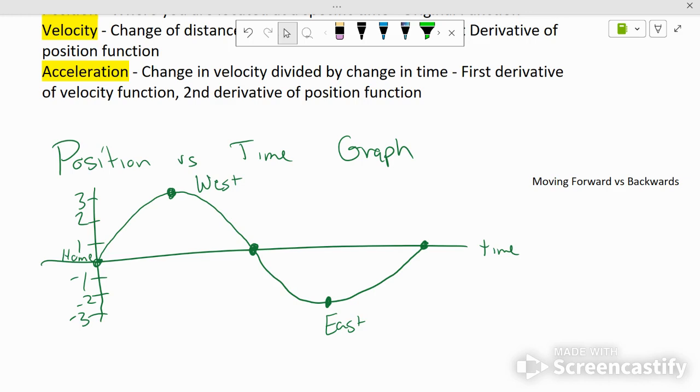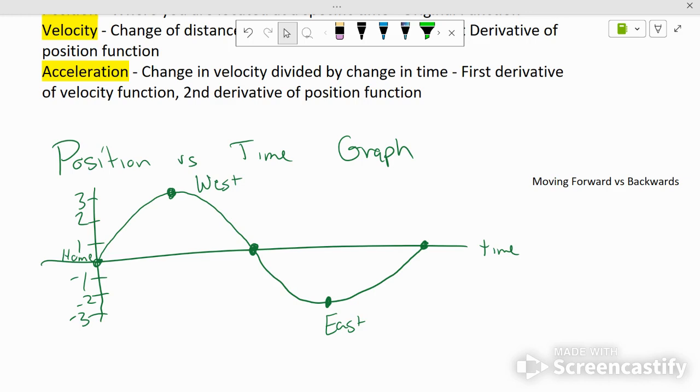I'm moving forward to the west here. And then once I have a negative slope, I'm actually moving backwards. I'm still west of my house, but when I hit the x-axis, where am I at? I'm back to my house, or even with my house. And then I go towards the east until I get here. And once I start going positive slope again, where am I going? Going back to the west again.